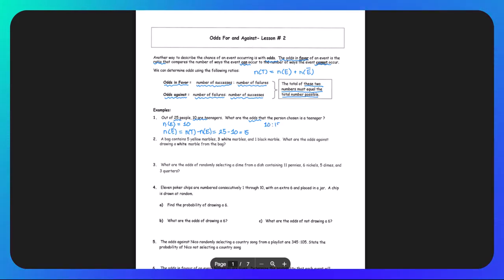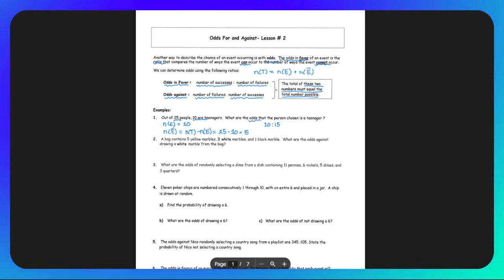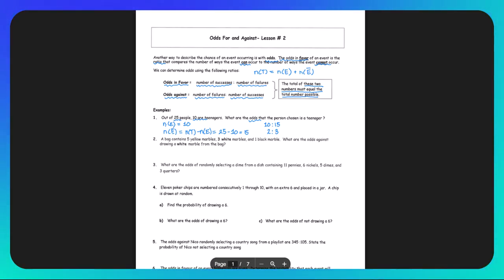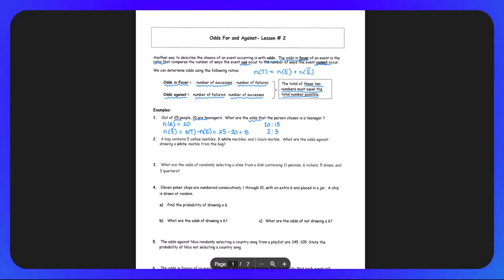Now, this is not in simplest form. We want to make sure our ratios are simplified, and it's the same idea as simplifying fractions. We're going to divide both sides by the common factor of 5 in this case, so we say 2 to 3. So for every 2 people in a group that are teenagers, there are 3 people in the group that are not teenagers.